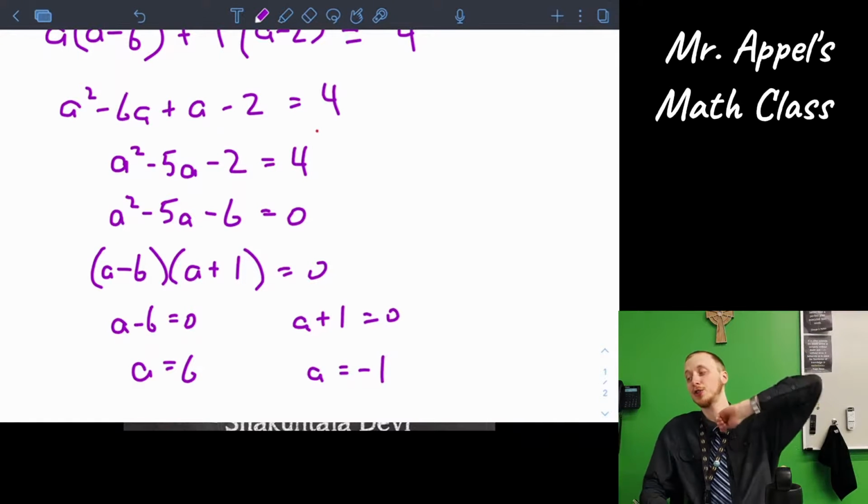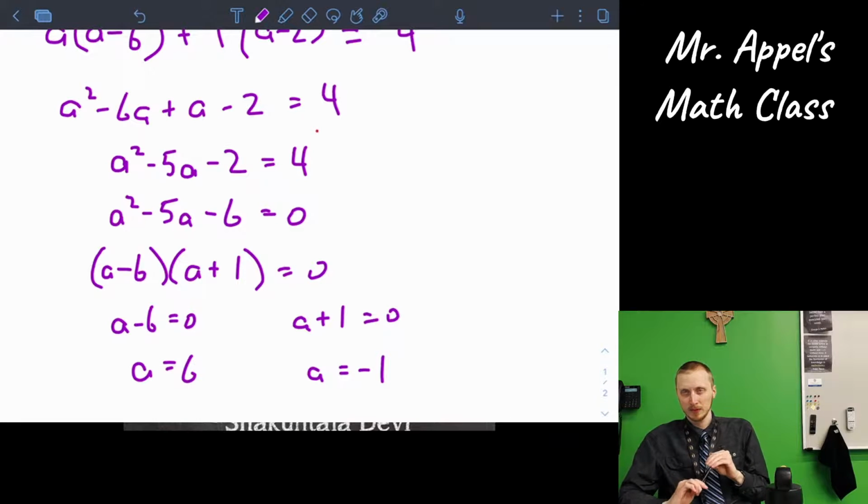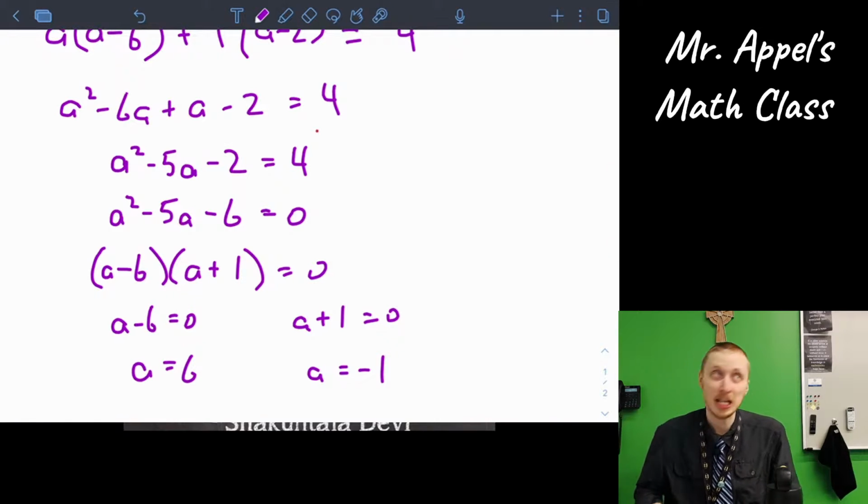Are those my solutions? Is that my final answer? Should I just circle them both and call it done? Spoiler alert, if the teacher ever asks, are we done? The answer is almost universally, no, we're missing something.